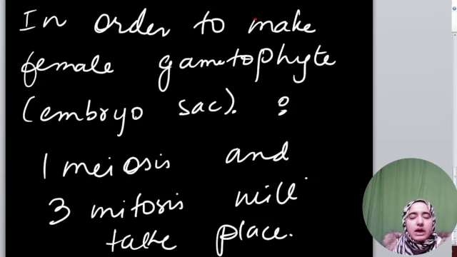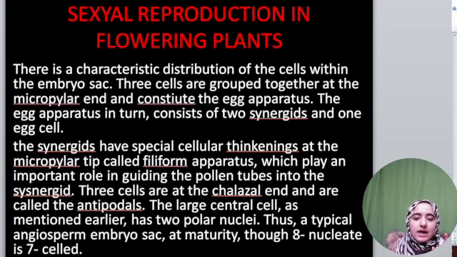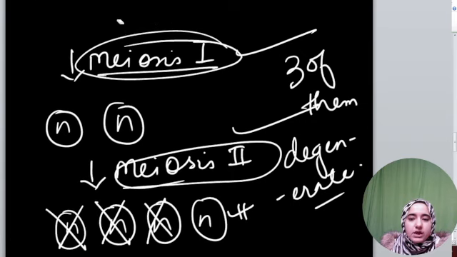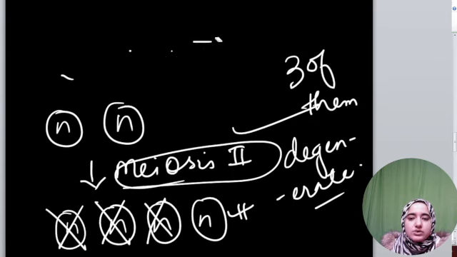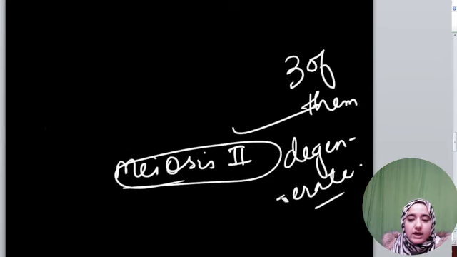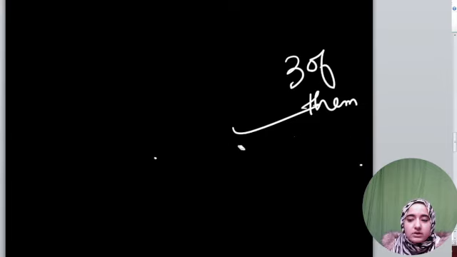So the mature angiospermic embryo sac contains 8 nucleus and 7 cells. That's why we call the structure 7-celled, 8-nucleated. Please remember this. The female gametophyte, embryo sac, is 7-celled, 8-nucleated. Only 7 cells, but 8 nucleuses. Okay, and I explained why, right?